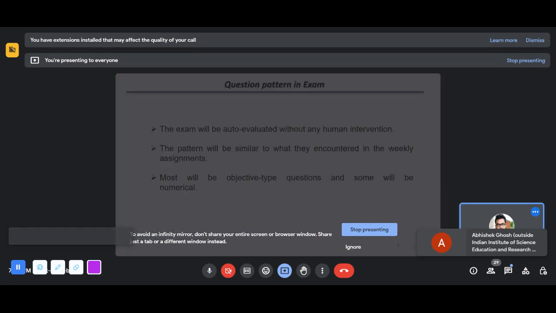Just a disclaimer, about how the questions will come, I have told you earlier as well. The exam will be auto evaluated without any human intervention. No copies will be checked manually. The pattern will be similar to what you encountered in the weekly assignments. Similar kinds of problems will be asked, and most will be objective type questions. Some will be numerical, right?